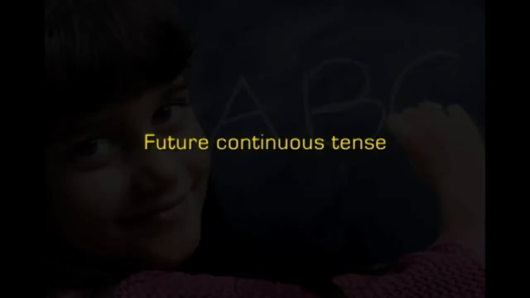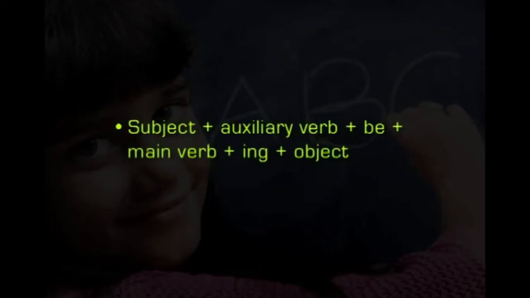Now, let us look at future continuous. When do we use future continuous? Any action that is going to happen sometime in the future, in a particular time in the future. Now, let us look at the structure first. Subject plus auxiliary verb plus be form plus main verb plus ing form plus object.